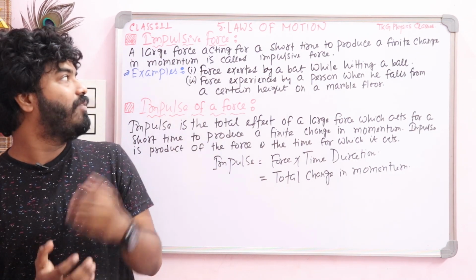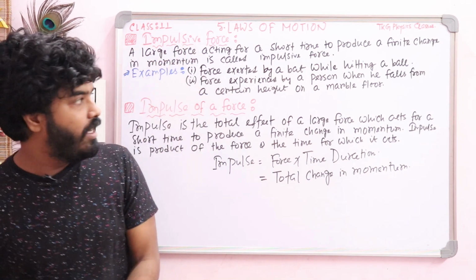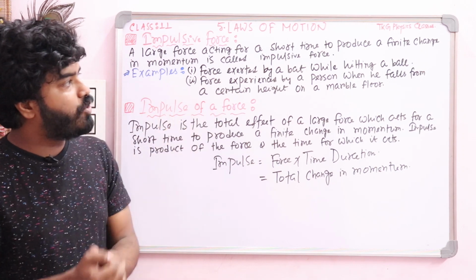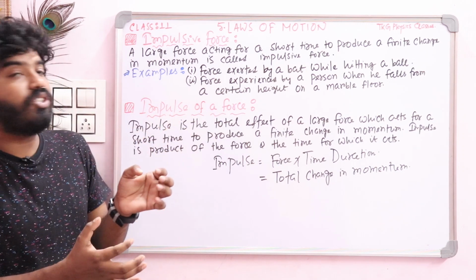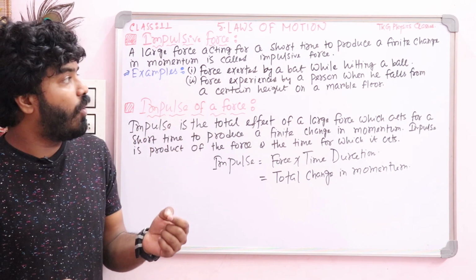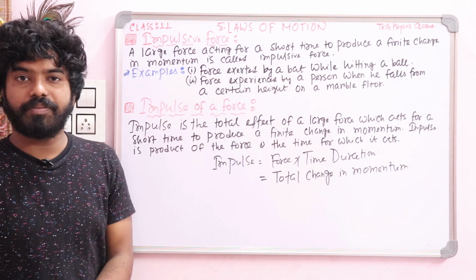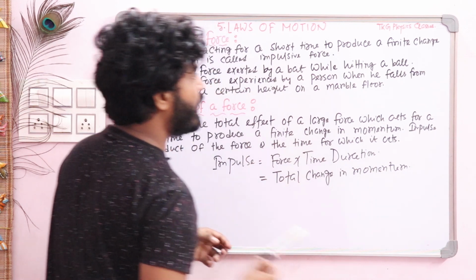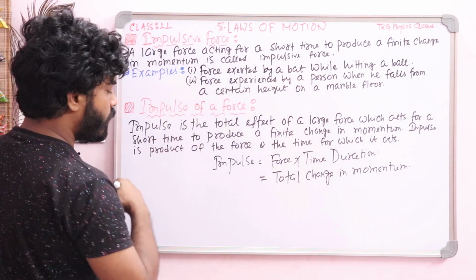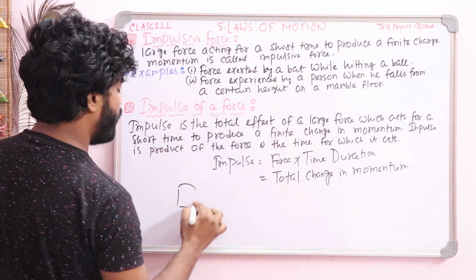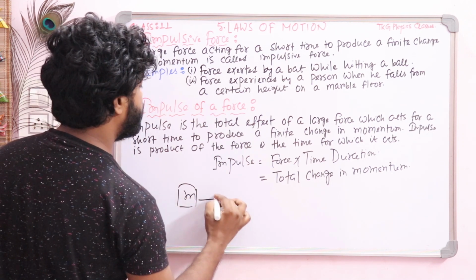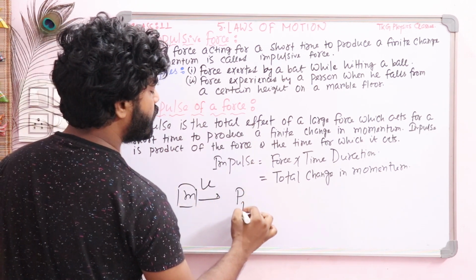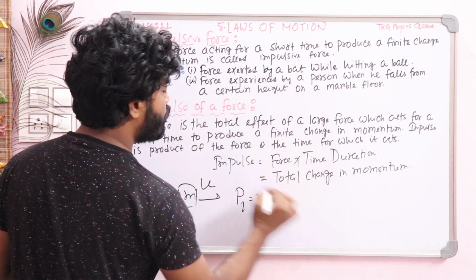You see the definition of impulsive force. A large force acting for a short time to produce a finite change in momentum is called impulsive force. How? Suppose this is a body of mass m moving with initial velocity u. So what is the linear momentum? P1, that is equal to m into u.